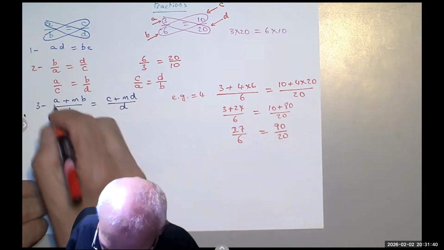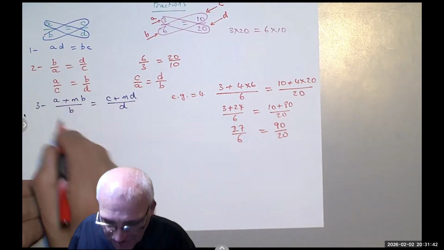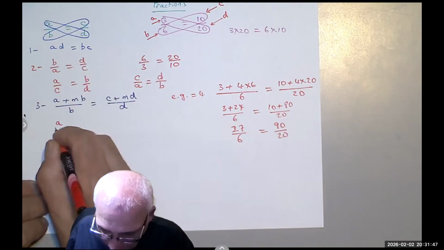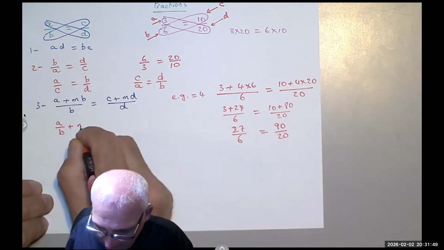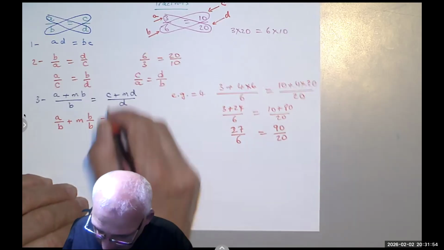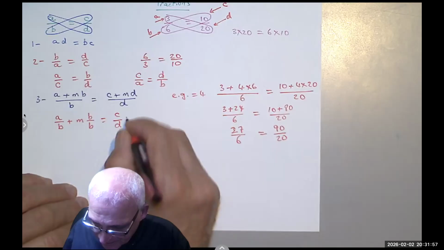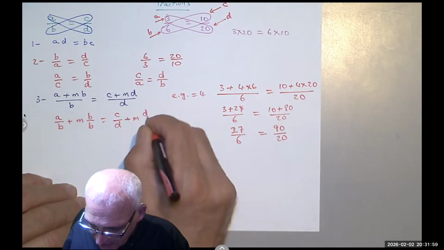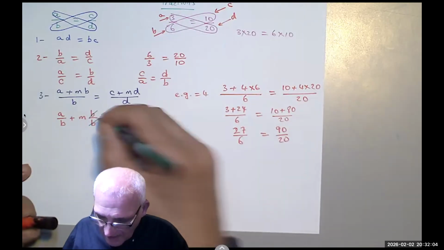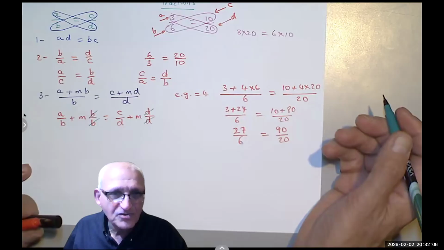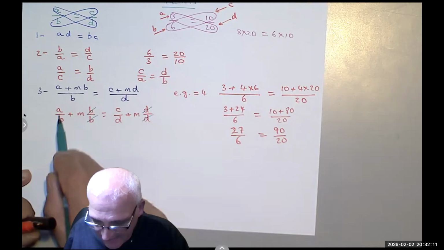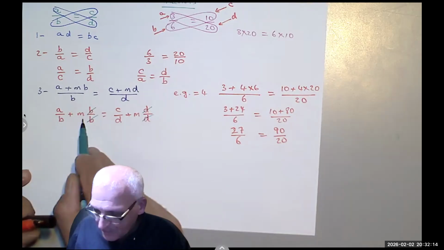Because I can write this fraction, I can decompose it into two things: A over B plus M B over B, right? And I can say this is C over D plus M D over D. But B over B and D over D are 1, if I don't use a 0, of course. Okay, that's 1. So I get A over B plus M, which is 4.